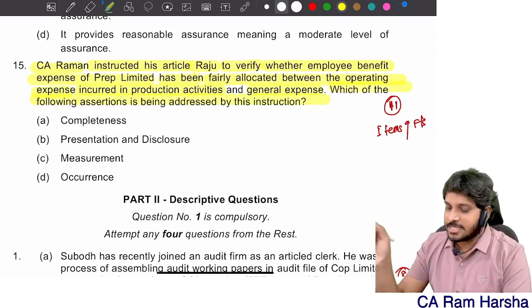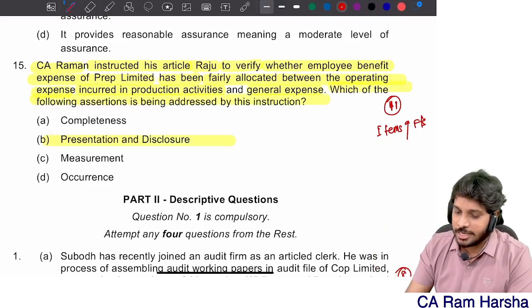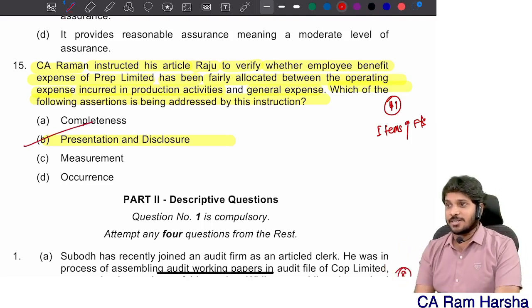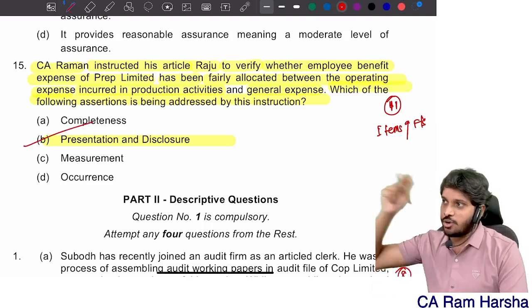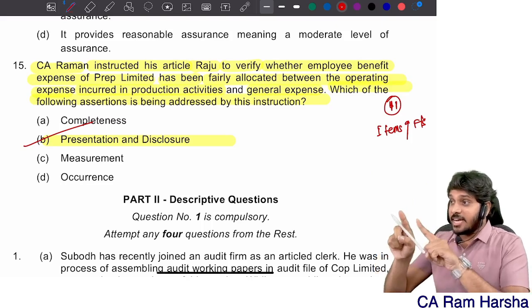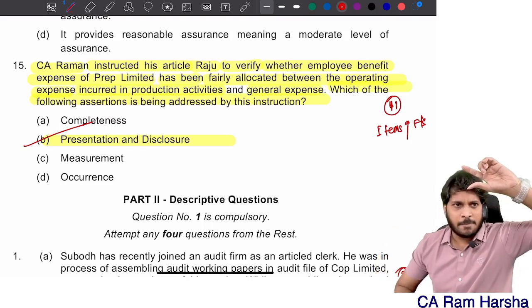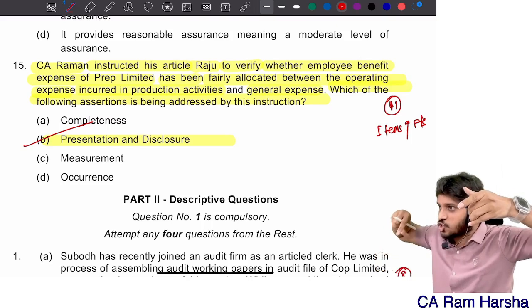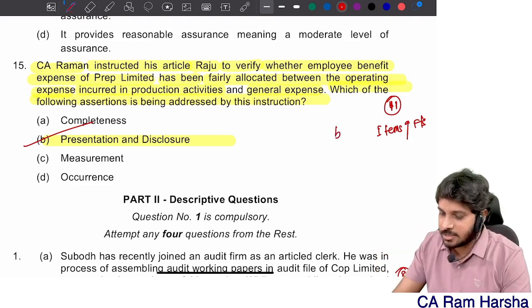Which of the following assertions? Presentation and disclosure. Yes or no? Thank God they didn't give classification. If they gave classification also, how would you figure out? Classification means in the main balance sheet and P&L. Presentation deals with the notes to accounts. That's it. The answer is B.